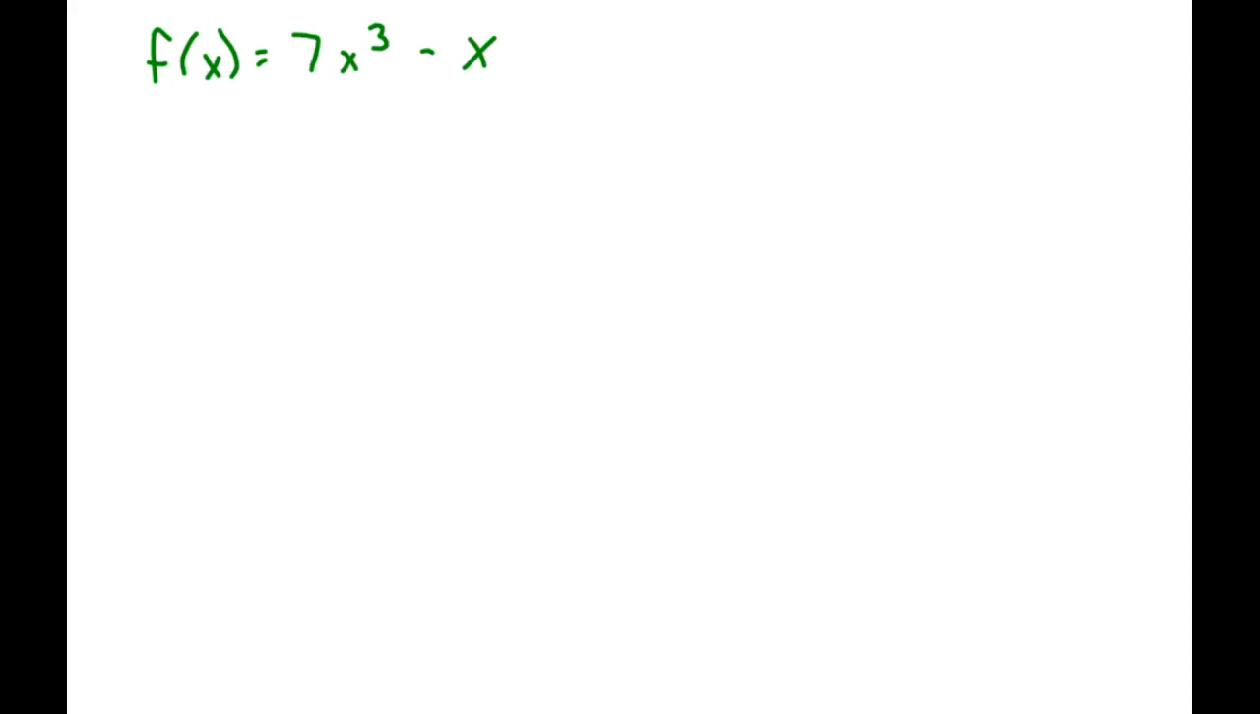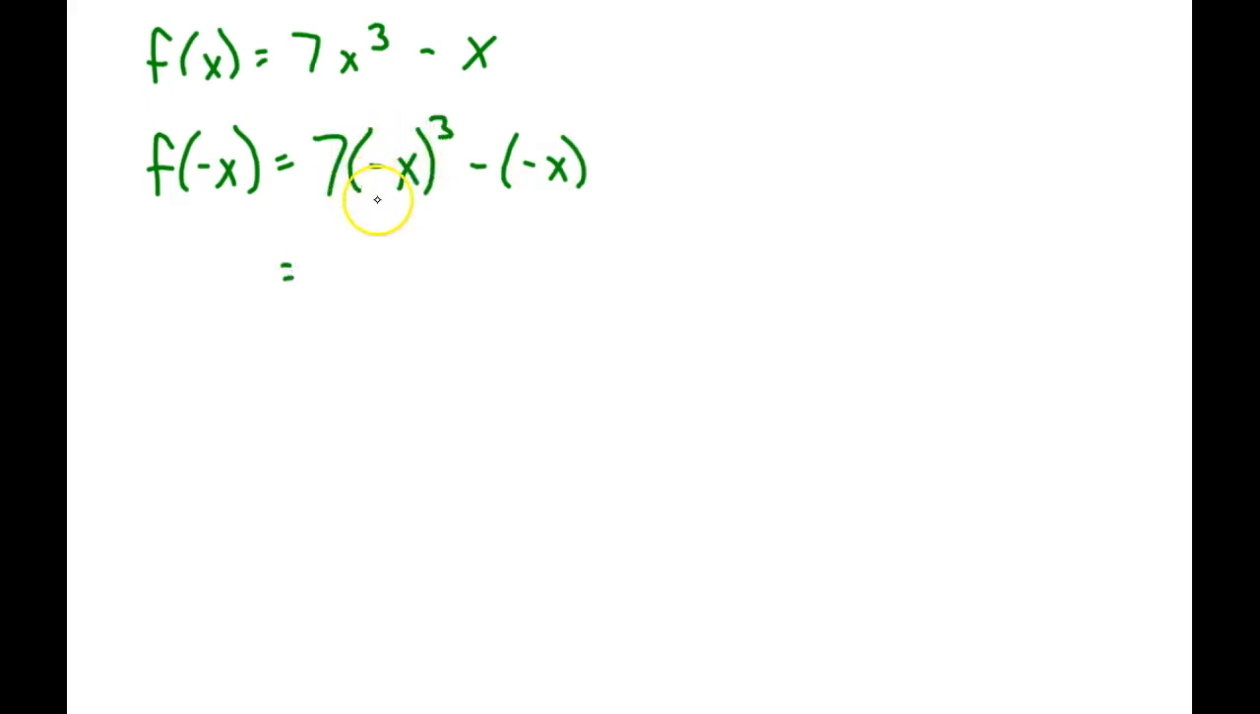Now in the next example, we have f of x equal to 7x cubed minus x. We want to use the same process. Everywhere there's an x, we're going to replace it with negative x. After substituting negative x in for x, we get f of negative x equal to 7 times negative x raised to the third power minus negative x. Same thing we did last time. Now we just want to simplify the right side of this equation.